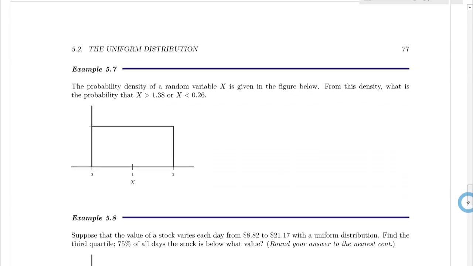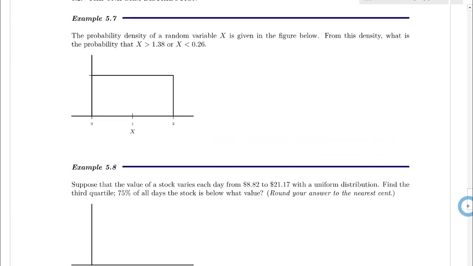Okay, so now let's go ahead and do some applications. We're going to have fun here. I know how much you guys like to have fun. So I went ahead and did the picture for you, but I really want you to concentrate on finding the probability. So let's have some fun. The probability density function of a random variable x is given below. From this density, what is the probability that x is going to be greater than 1.38 or less than 0.26?